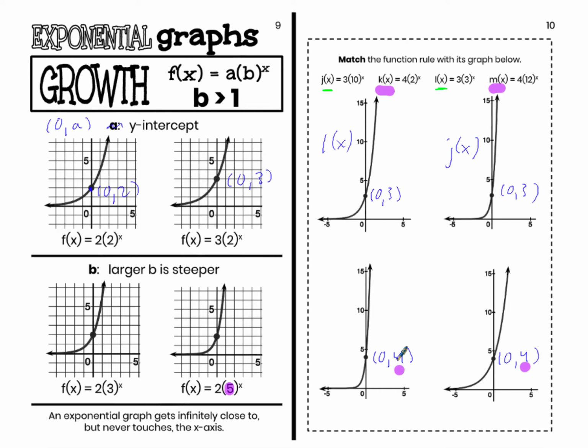Same idea here. We both have a start value of 4, so that will be a 4 for the a. 2 to the x versus 12 to the x, m of x will be steeper than k of x. That allows me to identify that the left graph in the bottom row is m of x, the right graph is k of x.